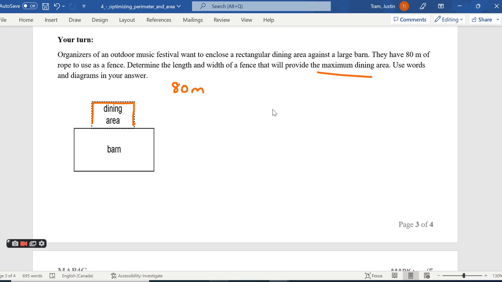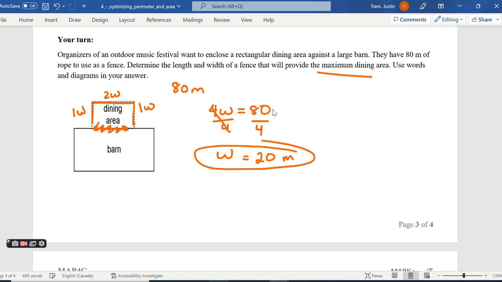Okay, so we know that we have 1 W here, 2 W here, 1 W here. I don't need this last side because if I did, then I would just form a square. So I know that 4 W's will give me 80 meters. So divide by 4, divide by 4. W is equal to 80 divided by 4, which is 20 meters. So if this is 20, then this would be double 20, giving me 40 meters.